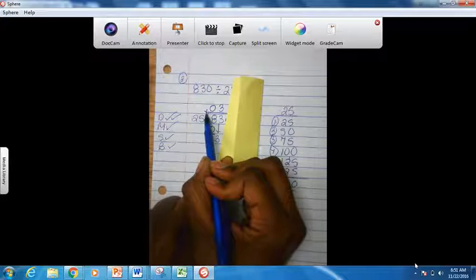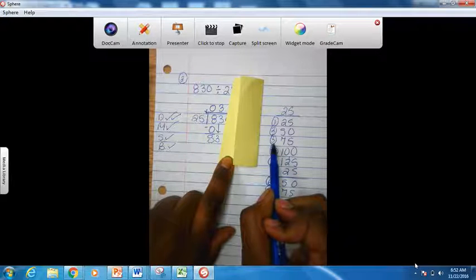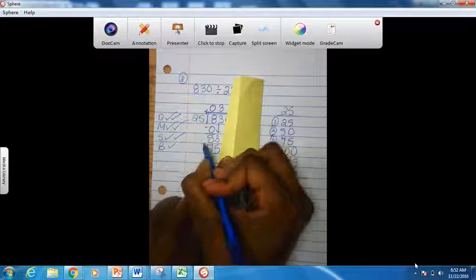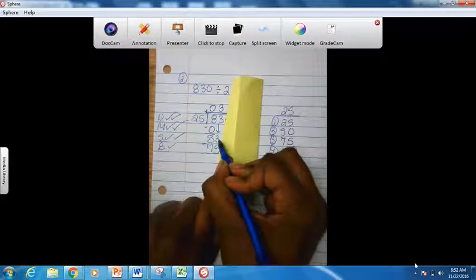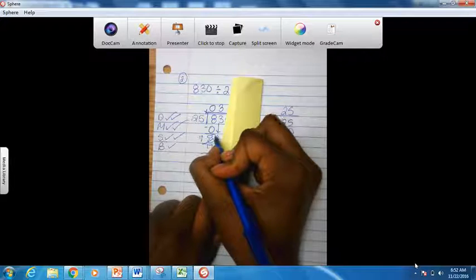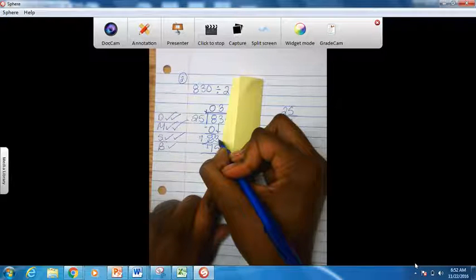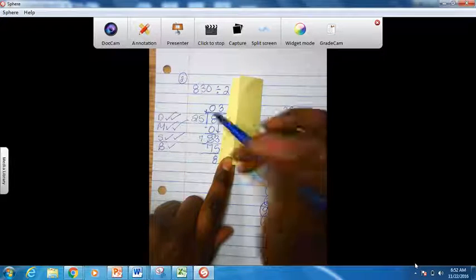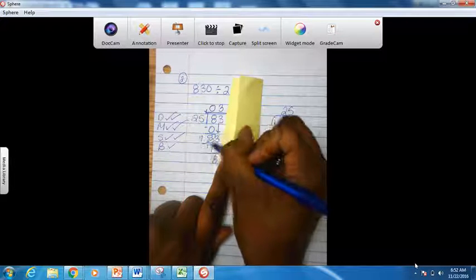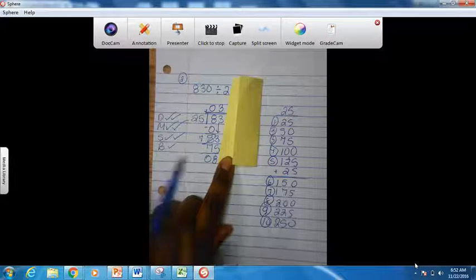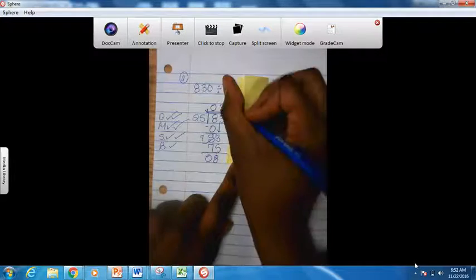25 times 3 is 75. Next, we subtract. 3 minus 5, I can't do that, so I'm going to borrow 10 from here and give the 10 here. This makes it 13. 13 minus 5 is 8. 7 minus 7 is 0. Next, we're going to bring down our next digit.